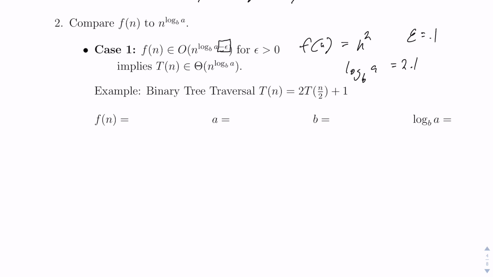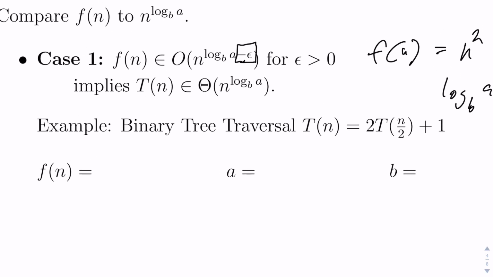Okay. If we find ourselves in this case, we get to infer something. We get to know something, and what we get to know is that T of n is big theta of n to the log base b of a. That's pretty cool, because now we have a big theta bound on this recurrence that at first was very hard to interpret.